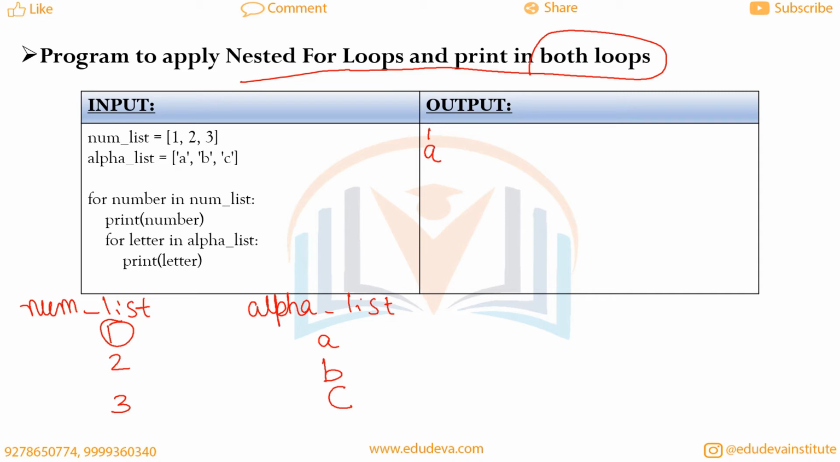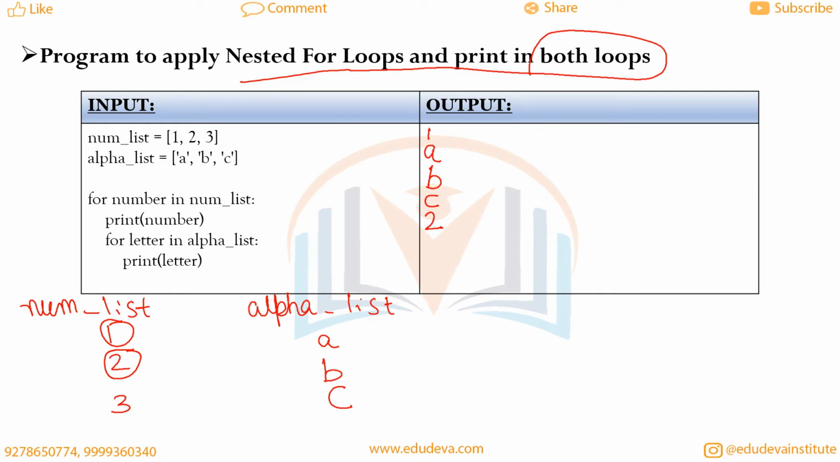After that the new value of letter will be B. So we will print B in the output. After that the value of letter is C. So we will print C in the output. After completing the second loop, we will go to the first loop again, and we will have a value of number as 2. So the value of number is 2. So it will print 2 in the output.